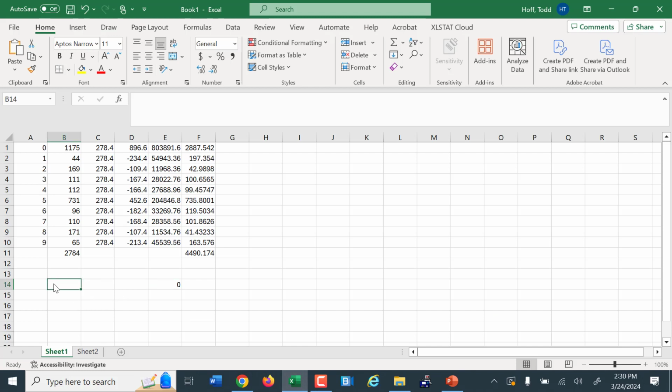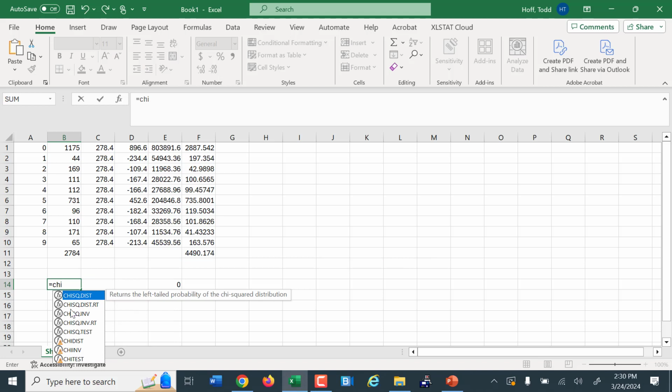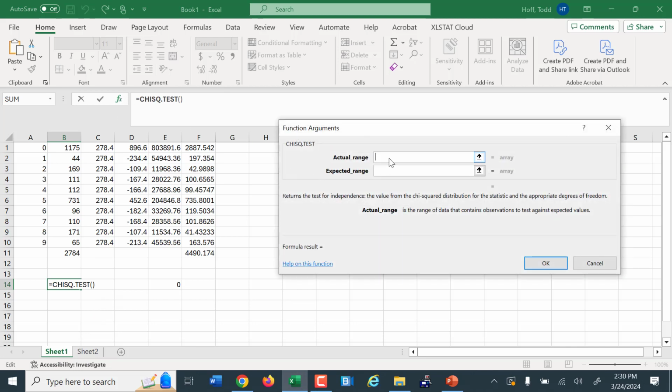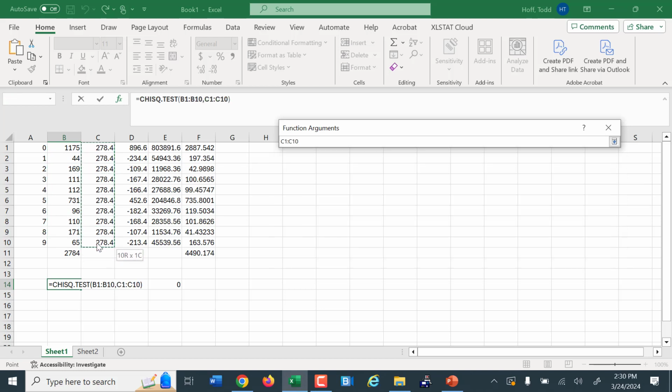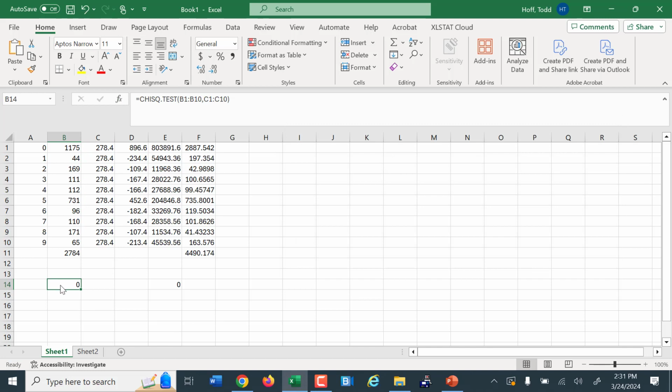There is also a chi-squared function in here. You can see we have a chi-squared test right here. So if I click on FX here, it's going to ask me my actual range. So this is my actual data right here. These are the actual frequencies. The expected frequencies, I'm going to click on these right here. Now, Excel knows that there are 10 items in each list, so it knows from this that there are 9 degrees of freedom. So what it's going to give us back is the p-value of this. Notice that's 0. So Excel is telling us that the p-value here is 0.